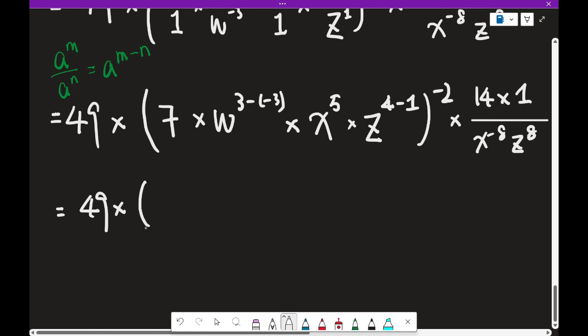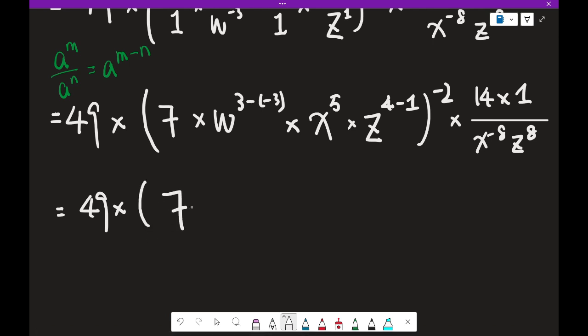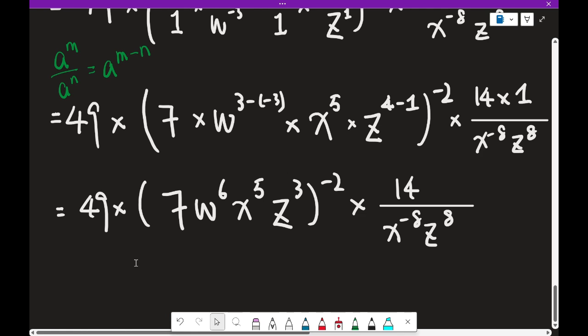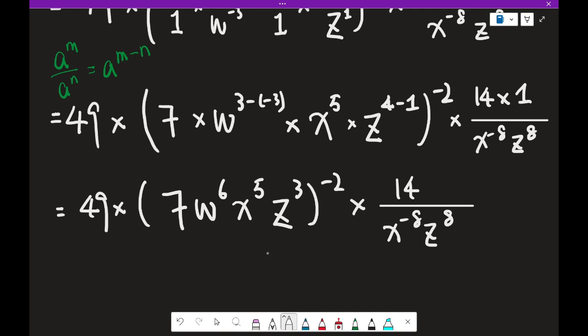So now, let's see if we can simplify everything. 7 is 7. w to the power of 3 minus negative 3 is 3 plus 3, which gives us 6, times x to the power of 5, and z to the power of 4 minus 1, which is 3, and the power of negative 2. The final part is the same thing, we can put it here. And 14 times 1 is just 14, so I'll just write 14 here. Up until this step, we have fully simplified the thing inside this bracket.